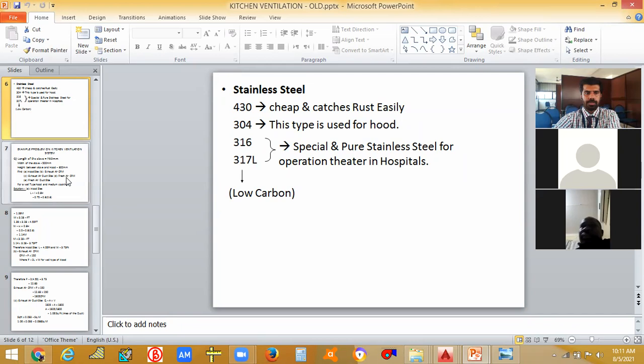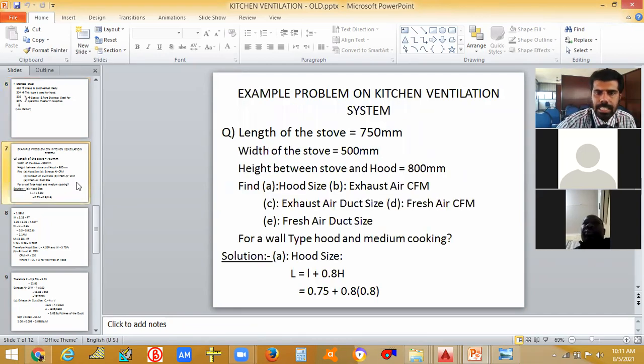Now coming to an example problem on kitchen hood ventilation system. You have to just work it out, and we can write it down. The question is: the length of the stove and the width of the stove will be given, and the height between the stove and the hood also will be given. I already said that it will be in the range of 0.8 to 1.2 meter. So it can be between 800 to 1200 mm, or 0.8 to 1.2 meter.